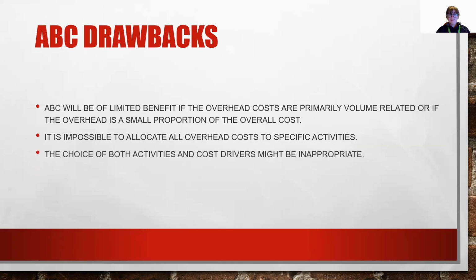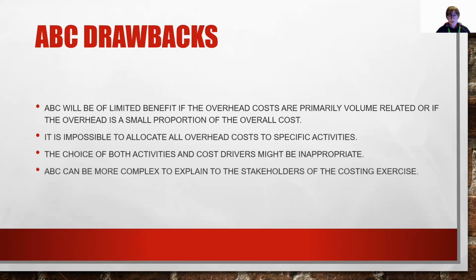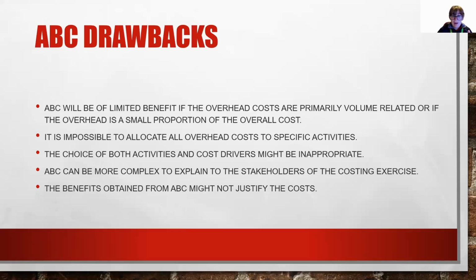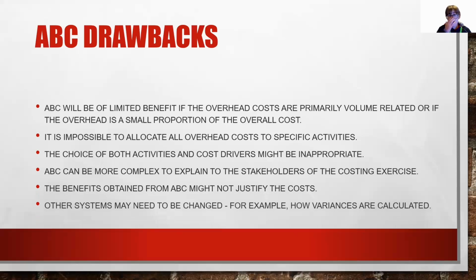The choice of both activities and cost drivers may be inappropriate for your business. And also, this can be very complex to explain when it comes to informing your stakeholders of this costing exercise that you have done and that you are using in the business. The benefits obtained from ABC may not justify the cost. This is going to cost a business a heck of a lot more in comparison to absorption costing or marginal costing. You may find that other systems also need to be changed. For example, the way in which a business calculates their variances.